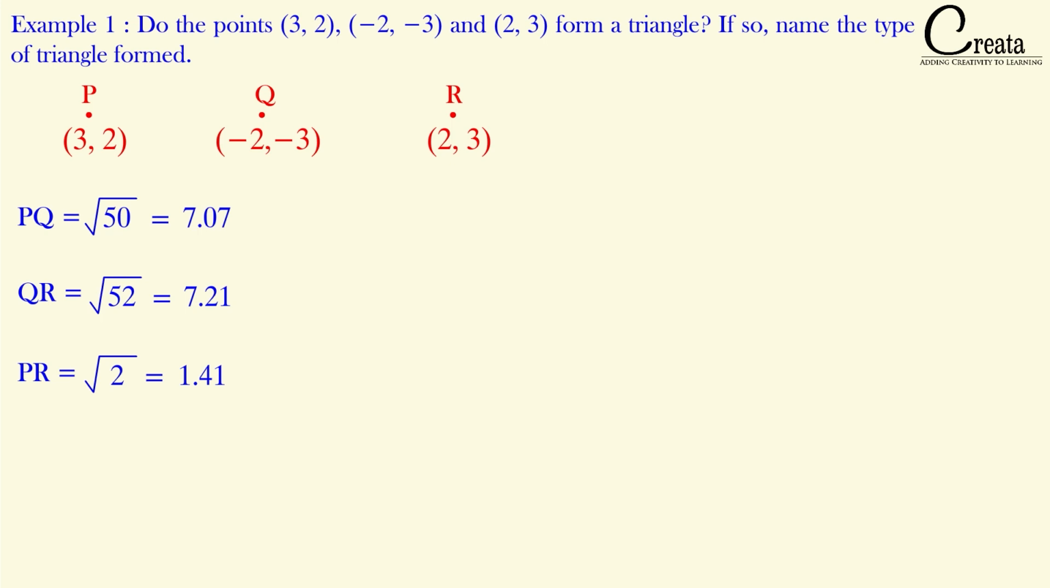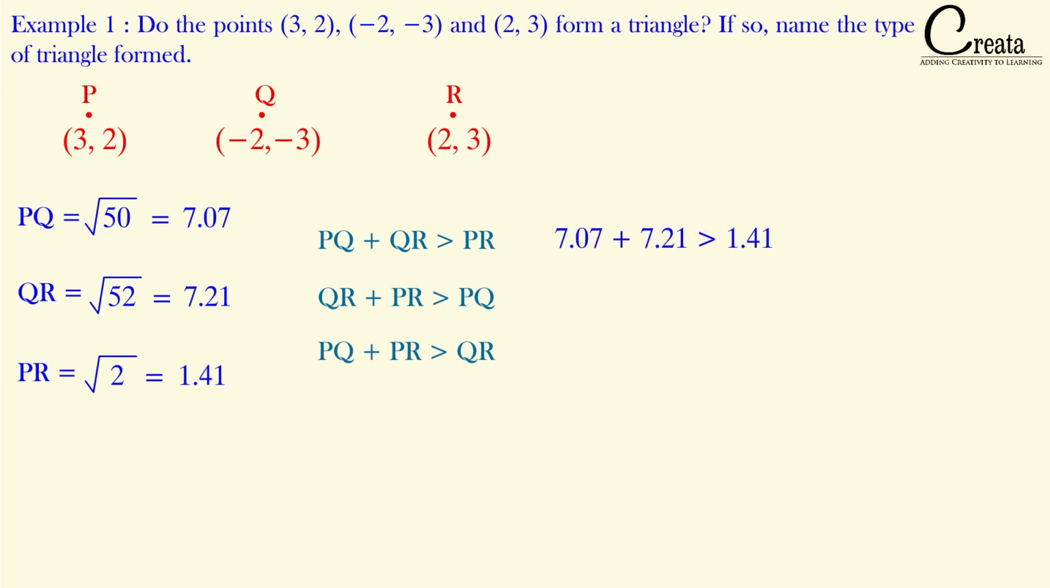Let's check whether they will form the triangle or not. How will we check that? We will add the two sides. The sum of any two sides should be greater than the third side. Then it is a triangle. So let's proceed and add the two sides. Firstly, let's add PQ plus QR and check whether it is greater than PR. Yes, the sum of PQ plus QR is greater than PR.